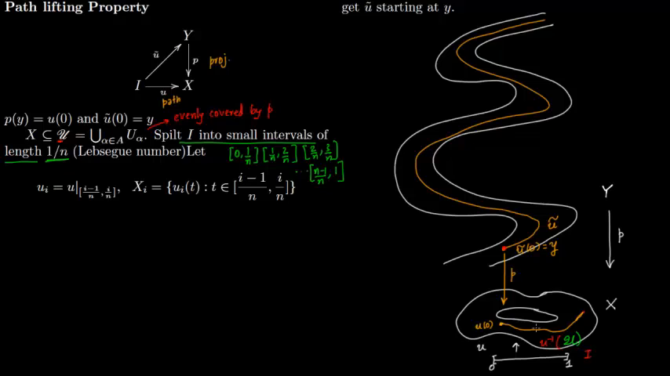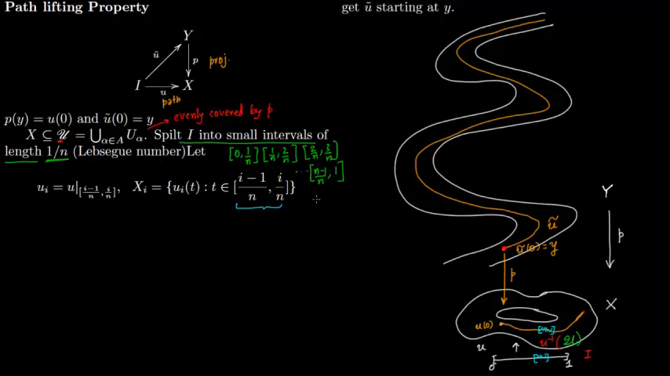Now say ui corresponds to the ith part of the path, and Xi is precisely that ui part. So if t lies in the interval (i minus 1) by n, comma i by n, then corresponding to this you have ui of t. This is how you choose all the Xi's.